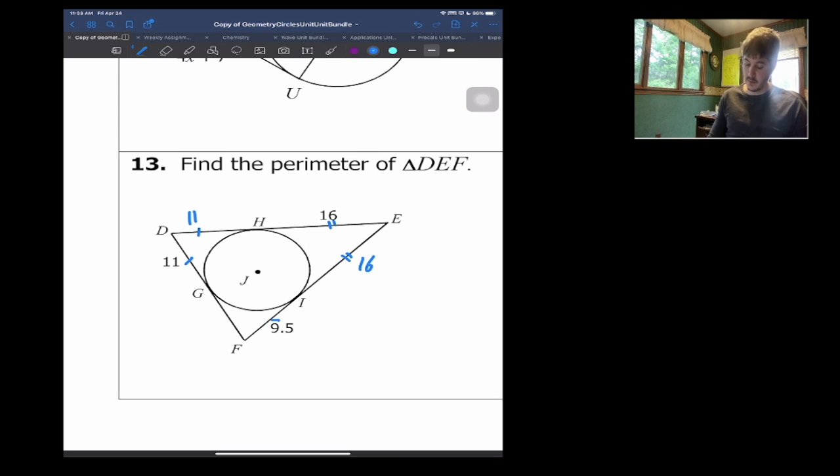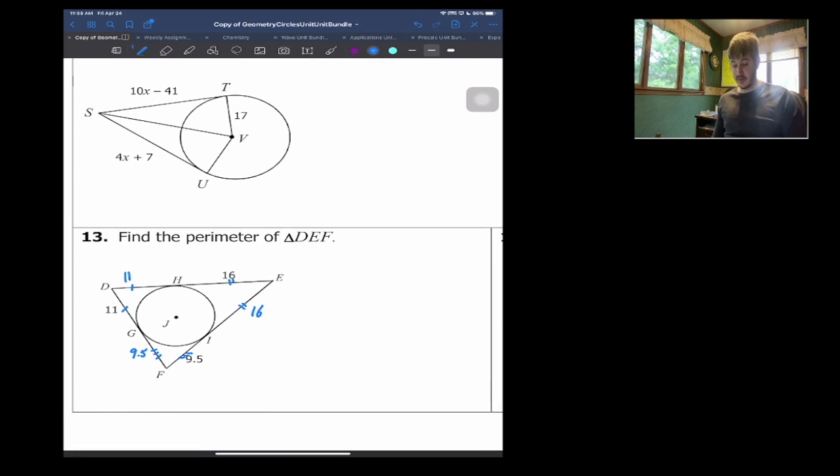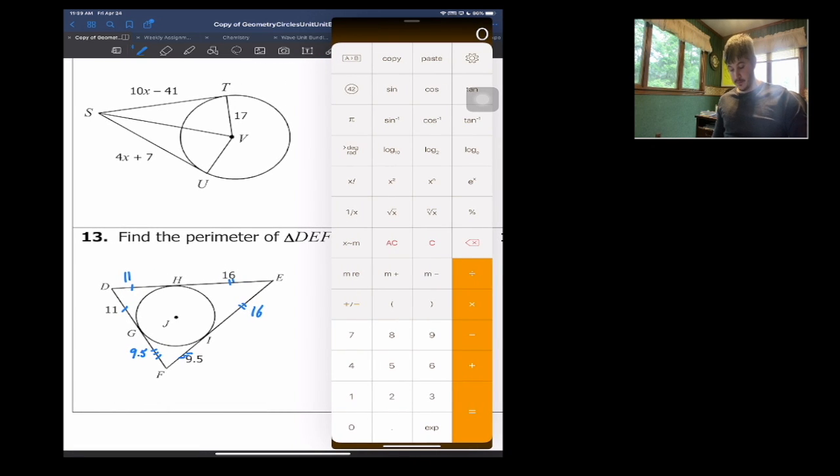And then same thing with this one. 9.5, that means FG is also 9.5. Add them all together. So you add all 6 numbers together: 11 plus 11 plus 16 plus 16 plus 9.5 plus 9.5. I think I hit 9.5 twice. 19 plus 22 plus 32 is 73.